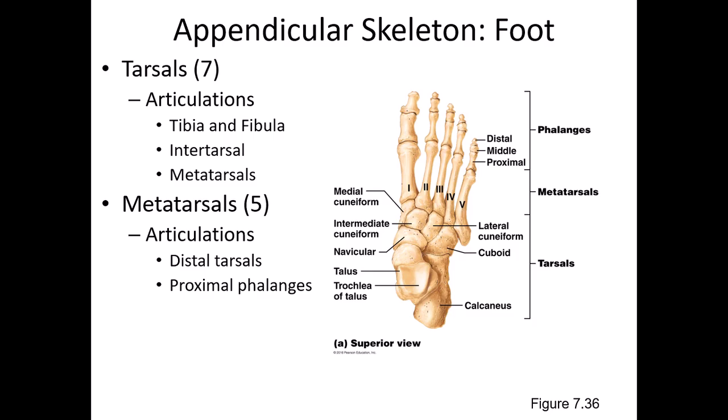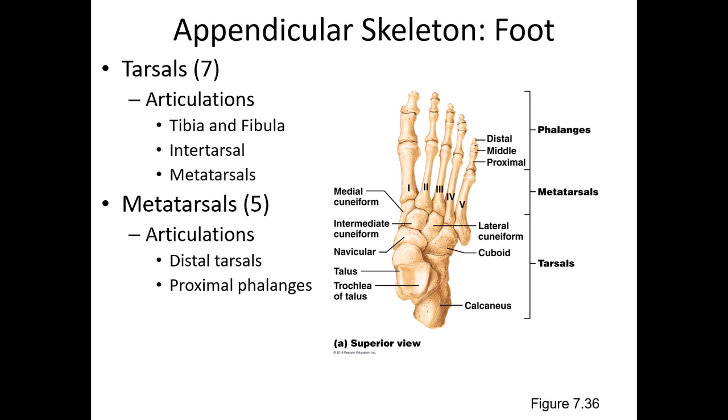We have 5 metatarsals, just like we had 5 metacarpals. Again, they're making up part of the anterior half of our foot. They articulate at plane joints to the tarsals proximally, but then at condyloid joints, those are like our toe knuckles, distally with the phalanges. We can flex and extend and abduct and adduct the toes there.